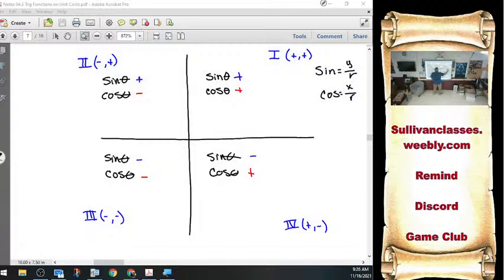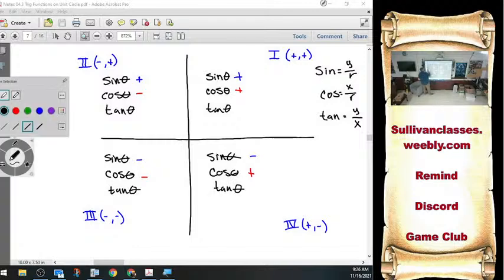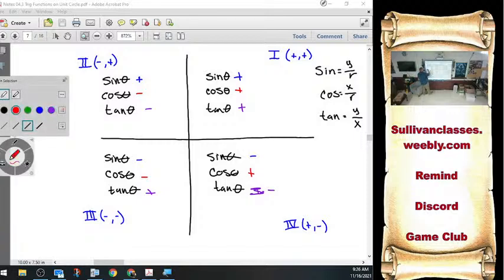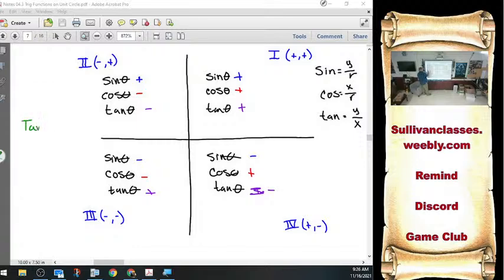If I know that tangent is y over x, well, that means I'm going to have positive over positive, positive over negative. Negative over negative is a positive. Negative over positive. Okay? Which means if I know that the tangent of pi over 3 is what?